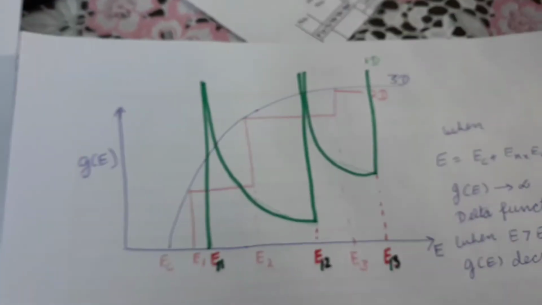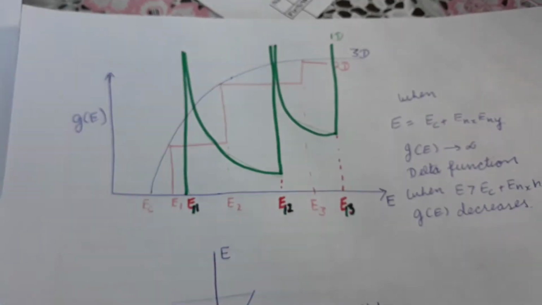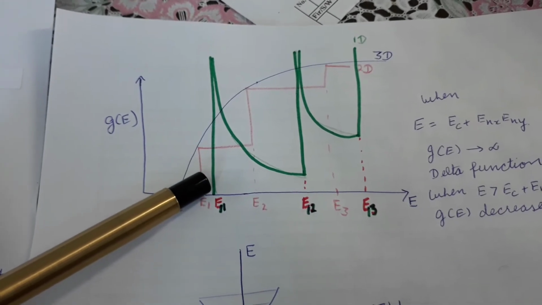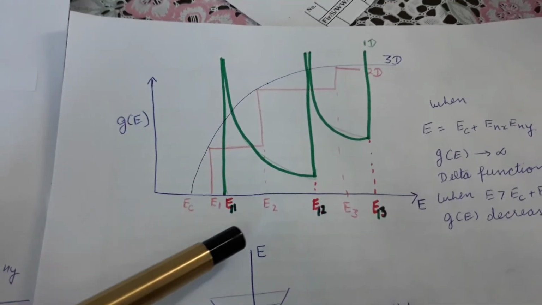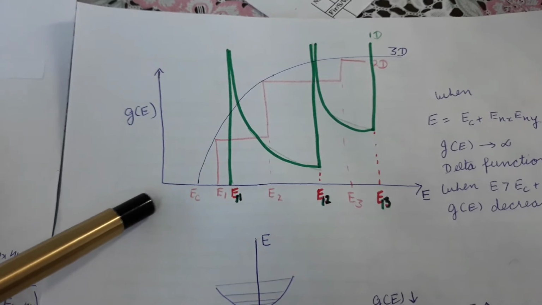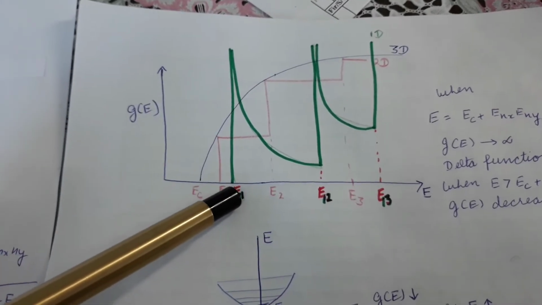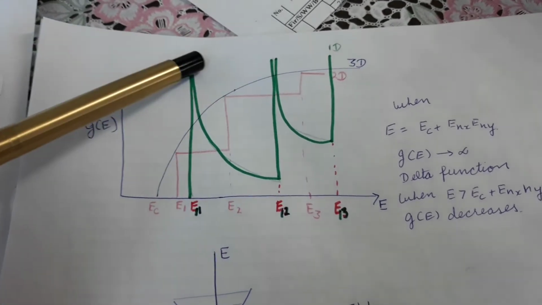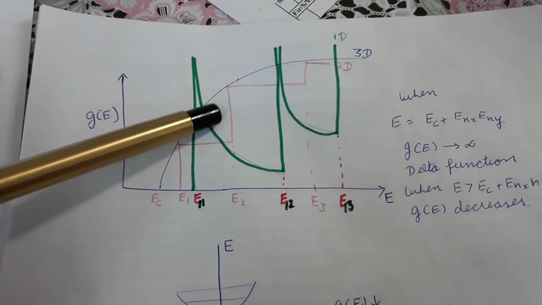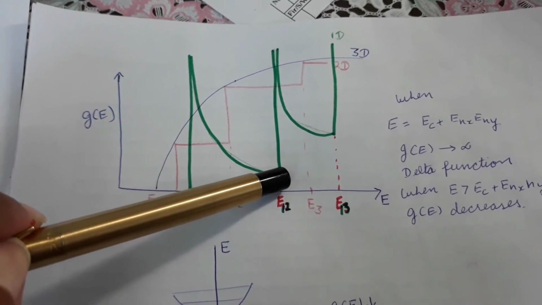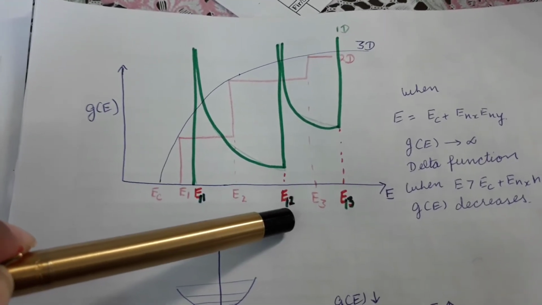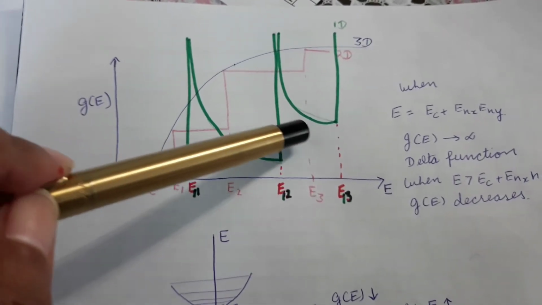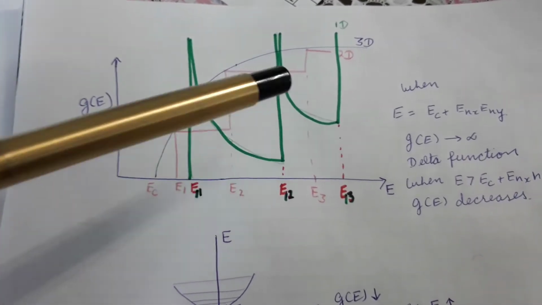So if we draw this function, it will look something like this. So I've drawn for a 3-dimensional material, 2-dimensional material and a 1-dimensional material. You see that there will be no energy states below E11. So it will be 0 from here to here. While as the energy will reach the minimum of the subband, it will shoot to infinity. And then it will decrease as 1 upon under root of E minus En. While again at E12, it will shoot to infinity and then it will decrease as 1 upon root of E minus En.